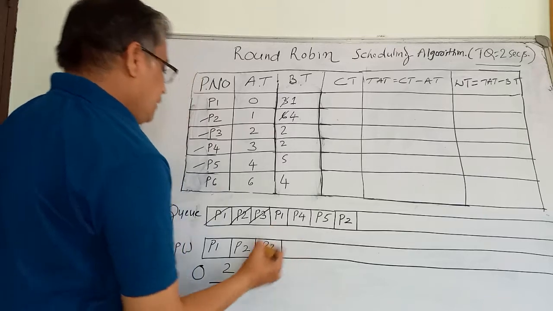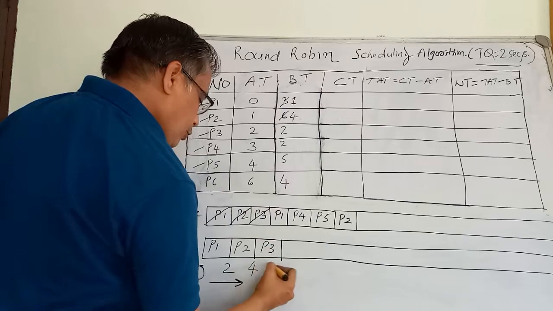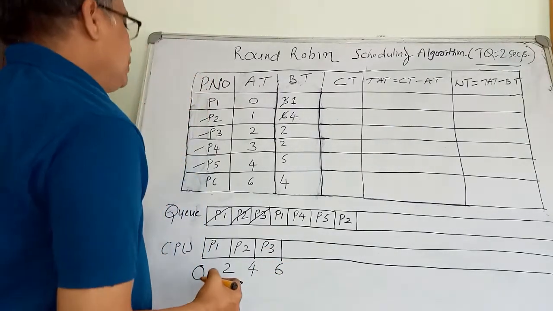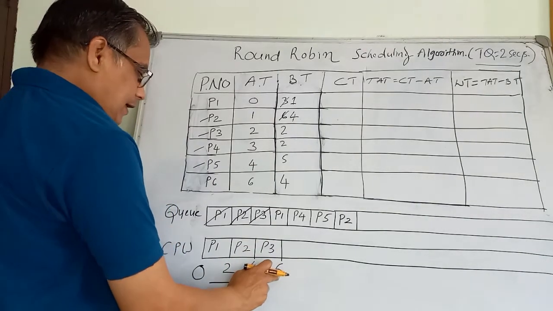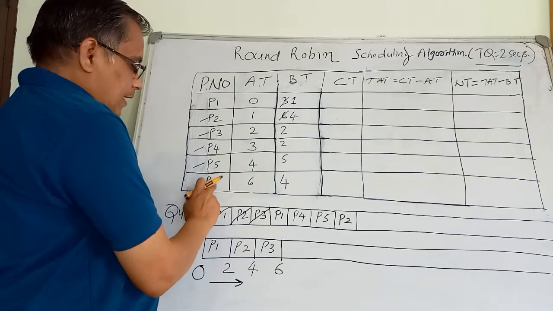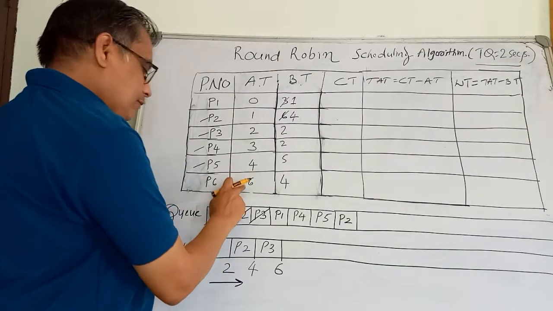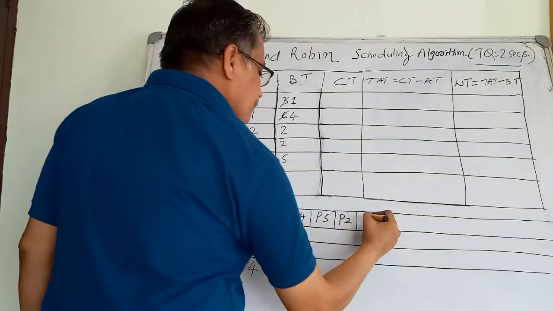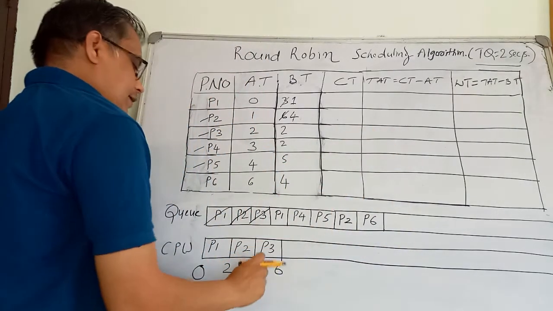P3. Right? P3, that means 2 seconds. 4 plus 2, 6. 4 plus 2, 6. That means at 6 seconds, at 6 units, if any process has arrived, you can check it here in the arrival time of the table. That means P6 has arrived. That means you have to bring this P6 into the queue. P6 in the queue.